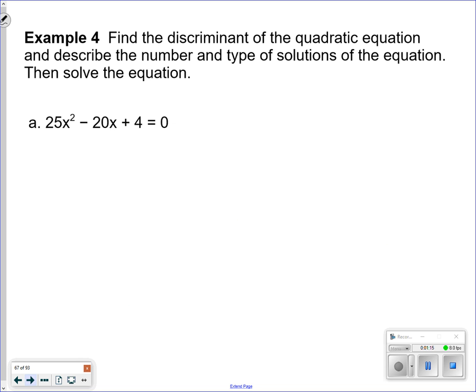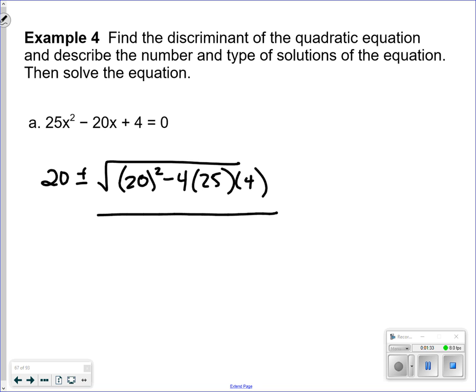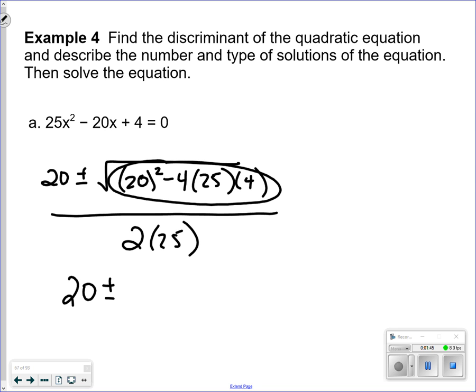Find the discriminant of the quadratic equation and describe the number and type of solutions, then solve. So now, negative b plus and minus the square root, b squared minus 4ac, all over 2a. And again, what's under the square root, this b squared minus 4ac, is your discriminant.